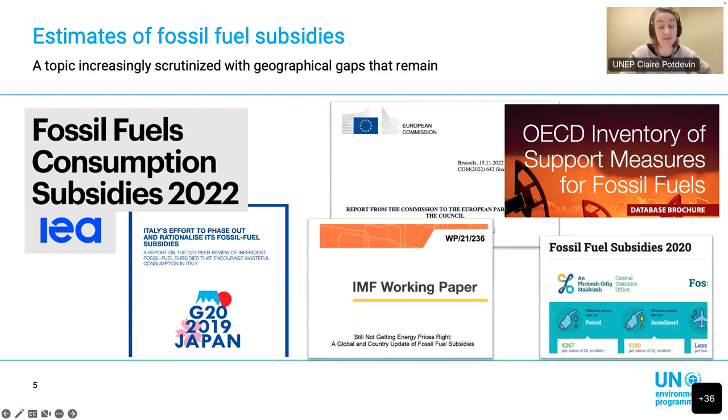The first one being that, and we'll say more about that in a second, all of these estimates use different methodologies, different geographical scopes, which means they can be complementary, but they're not necessarily comparable. And as a result, we do have quite a few gaps that remain, especially at national levels, for countries that might not be covered, for example, by the OECD inventory. And in particular in non-OECD countries where there needs to be more capacity building in statistical offices. And in those countries, fossil fuel subsidies sometimes represent a huge amount of the GDP and really need to be addressed. So this absence of data can really be problematic.